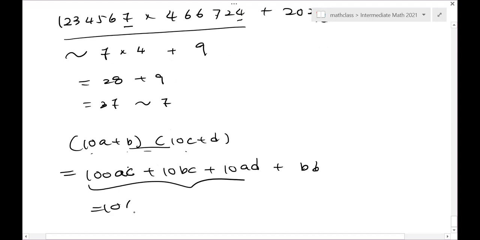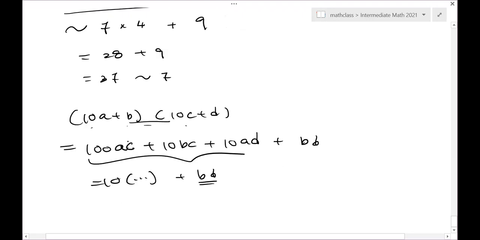So it is 10 times something, and then b times d. So this is the product of the unit digit of each number. So clearly, you just need to consider the unit digit. Because the unit digit of the product is completely determined by the product of the unit digits. The unit digit of the product of two numbers is going to be determined by the product of the unit digit.